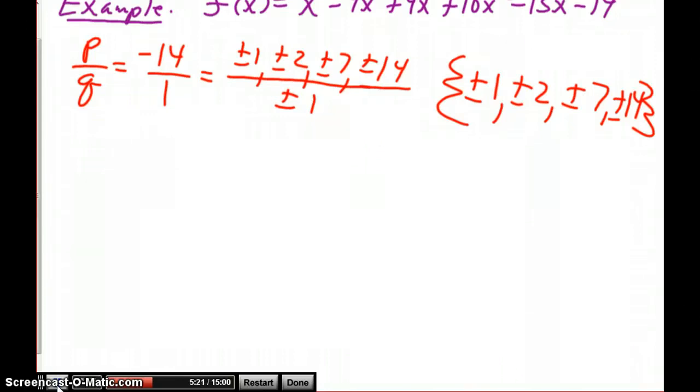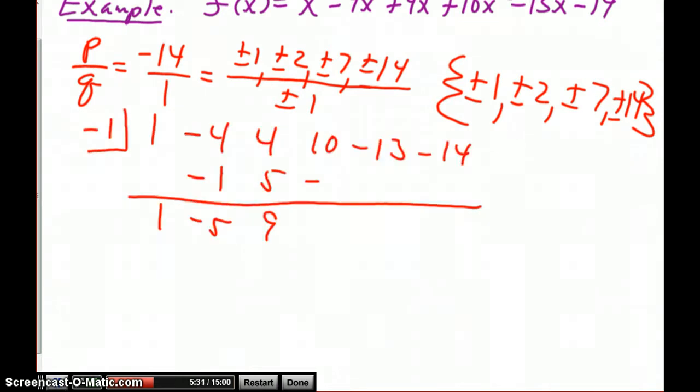Okay, so what you find out is one of the zeros. -1. Okay, so let's put -1 in the box. There we go. All right, and then we work this out, right? And sure enough, you're right. It's a 0.